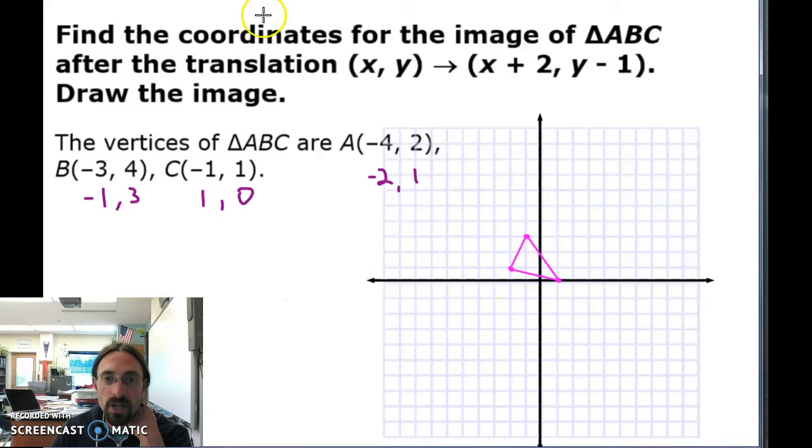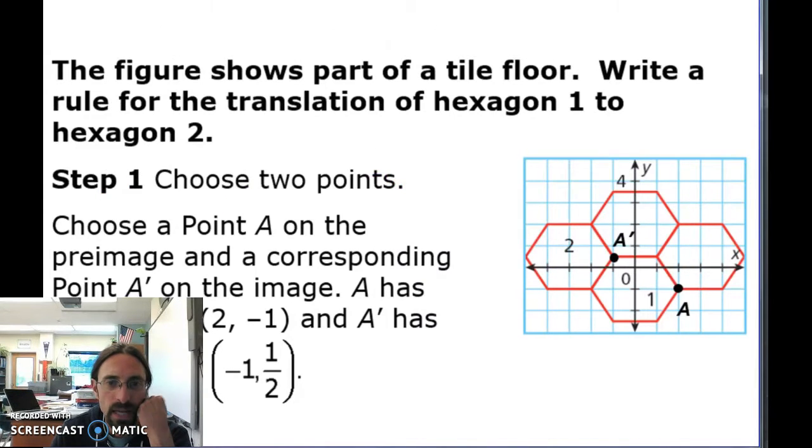Right? Draw the image. And if I was going to label this appropriately, I would say negative 2, 1 is A prime. Negative 1, 3 is B prime. And this one right here is C prime. I think that's about all I really want to show you in this. Let's take a look at one more maybe. Yeah, let's just take a look at one more and then we'll call that a video.